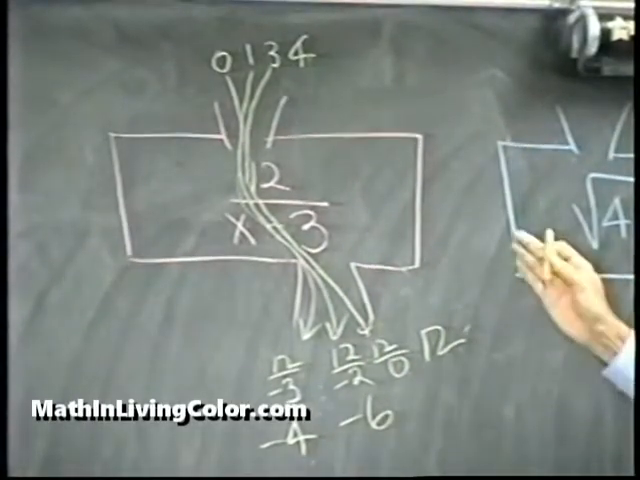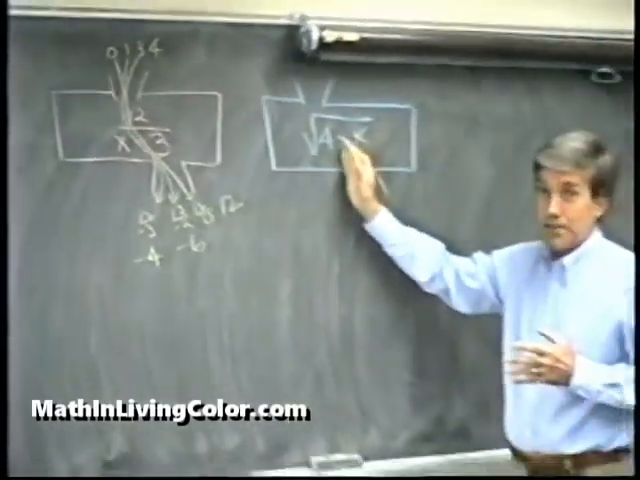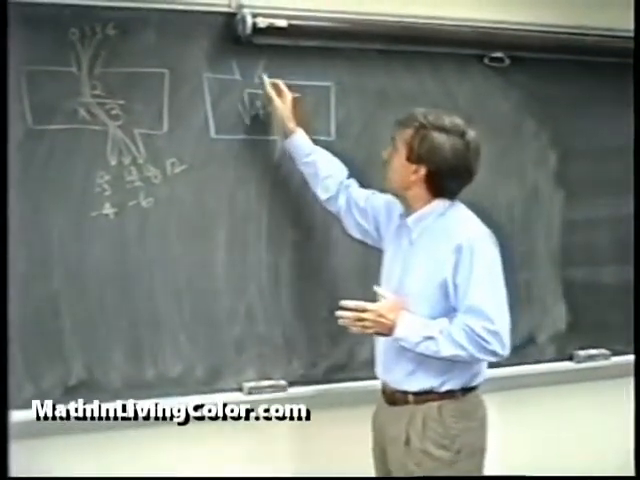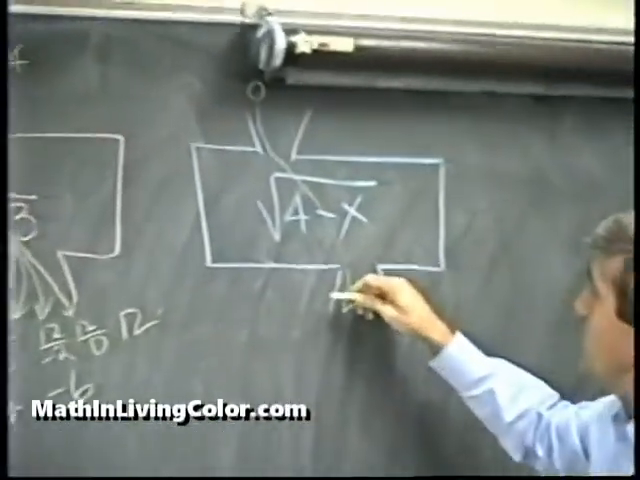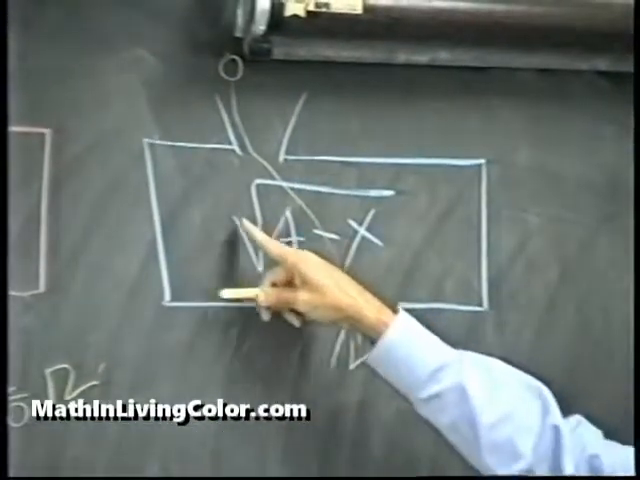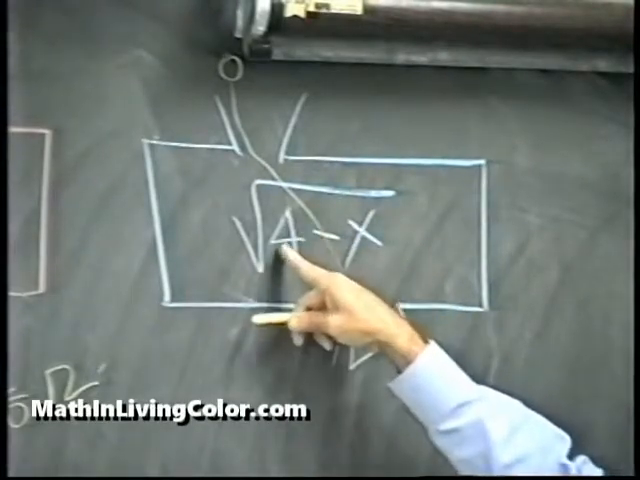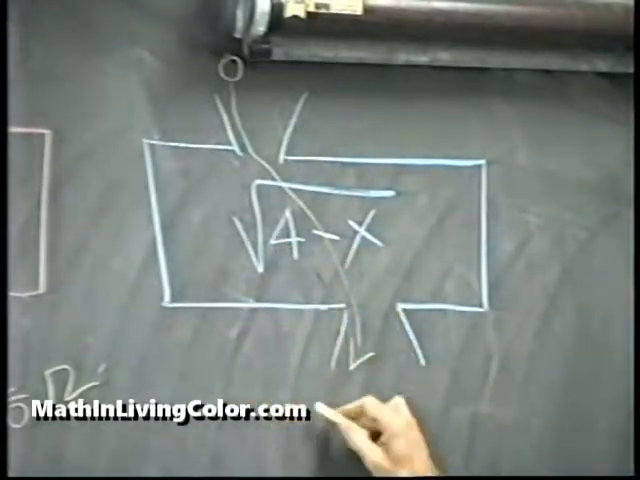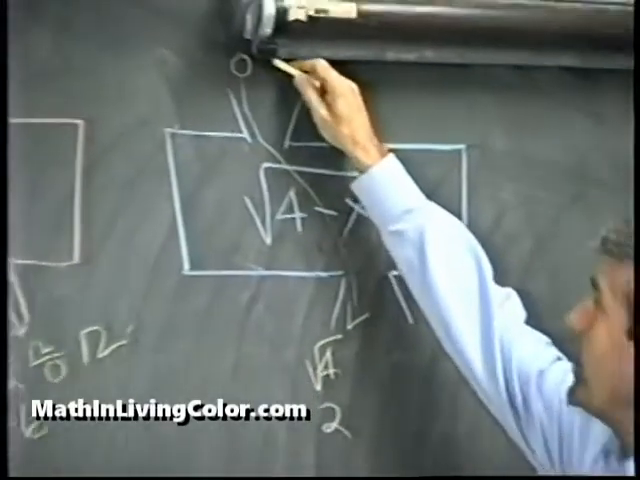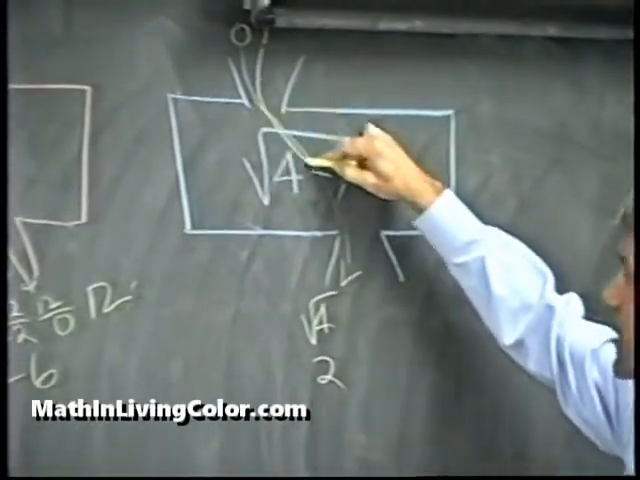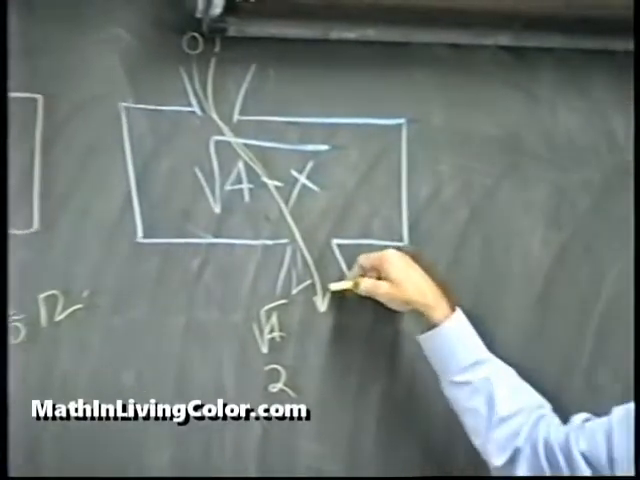We're talking about real numbers, and we go to the third machine. Can I put in x equals 0 in this third machine? Can I put in a 0? What would you get if you put in a 0? The square root of 4 minus 0, the square root of 4, which is 2. Can I put in a 1? Now remember, we're talking about real numbers.